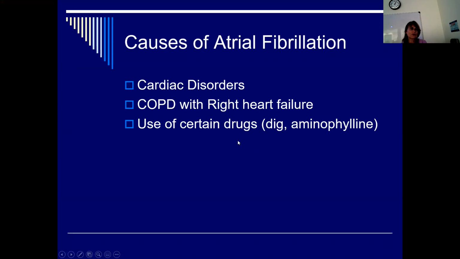It's from cardiac disorders, and then it's frequent in patients with COPD that have right heart failure. I do want you to remember that. So atrial fib, you're going to see a lot because you're going to be dealing with a lot of patients with COPD. So you're going to come across atrial fib a lot.